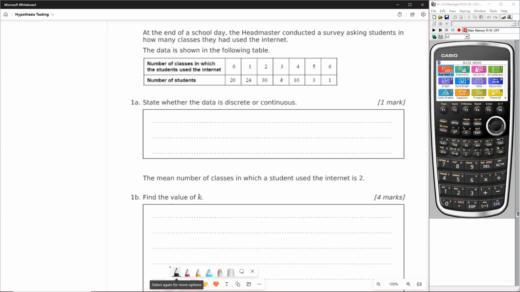students in how many classes they had used the internet. The data is shown in the following table. It says, state whether the data is discrete or continuous. The data that we're talking about, what was collected, was the number of classes that they had used the internet in, and that can only be measured using countable numbers. As a result, that is discrete.